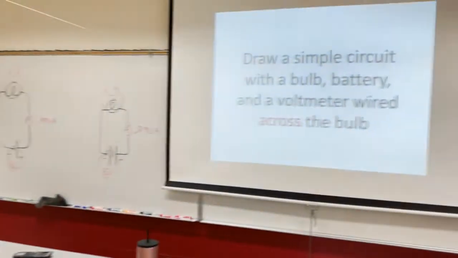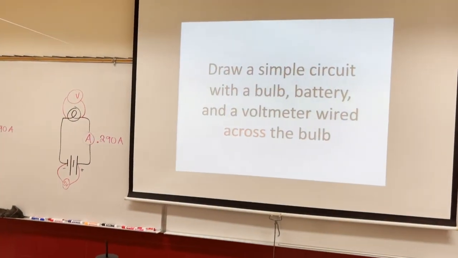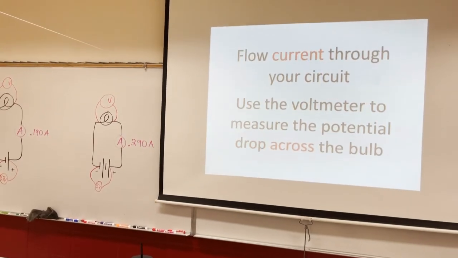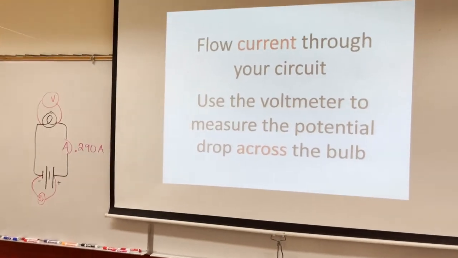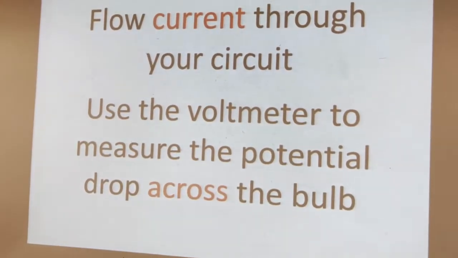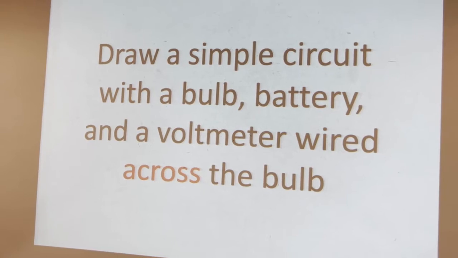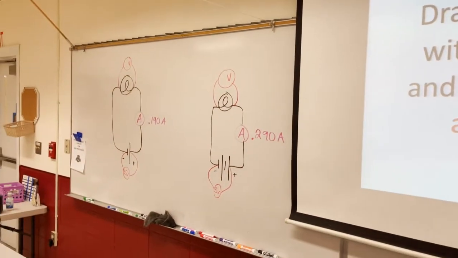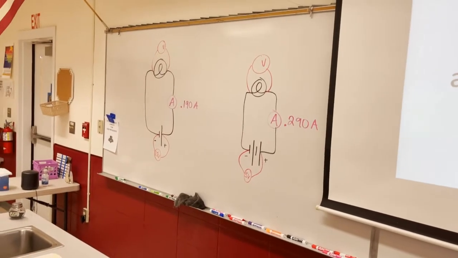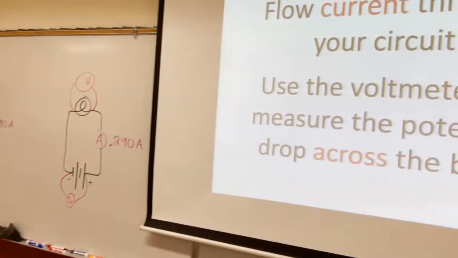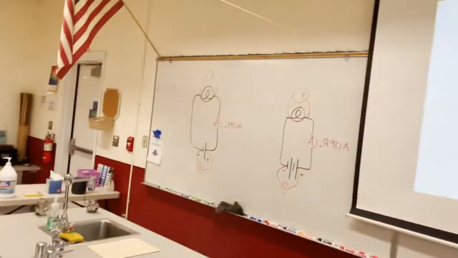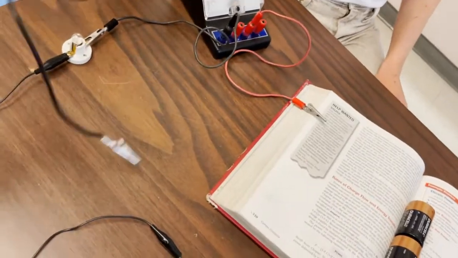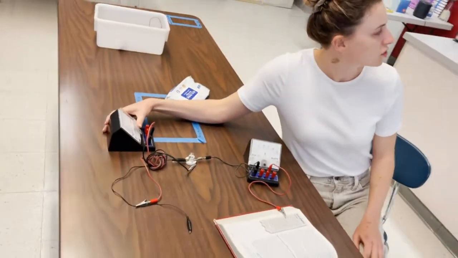What does it have us do in the next slide? Draw a simple circuit, flow current through your circuit, use a voltmeter to measure. We just did this: we drew the simple circuit and we drew in the voltmeter there across the bulb. This time, flow current through your circuit, and use the voltmeter to measure the potential drop across the bulb.